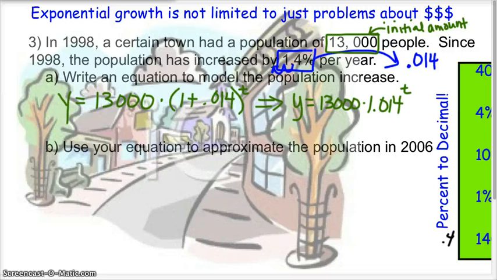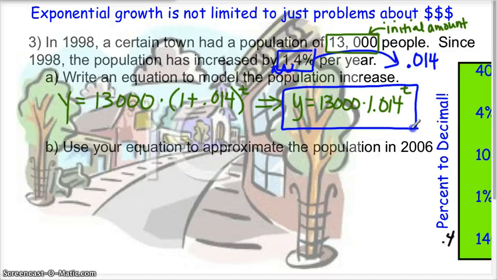Then I had to take 1 plus the 1.4% or 0.014 so that I was considering 100% of the population plus the increase of 1.4%. When I add those amounts together, I get my final equation of y equals 13,000 times 1.014 to the t power. In part B, they want us to use our equation to approximate the population in 2006.